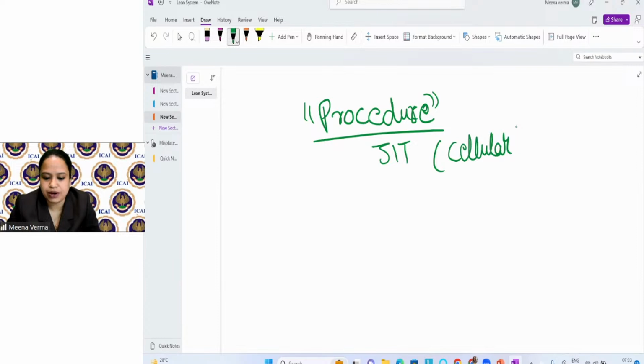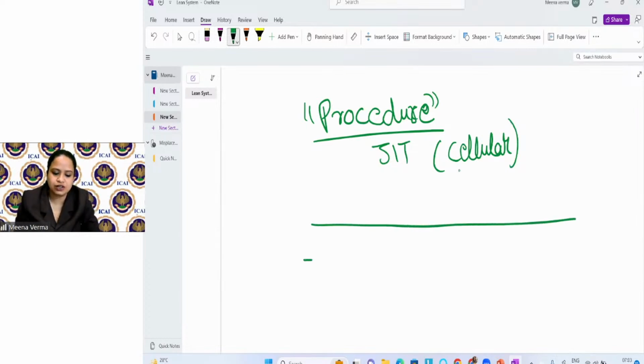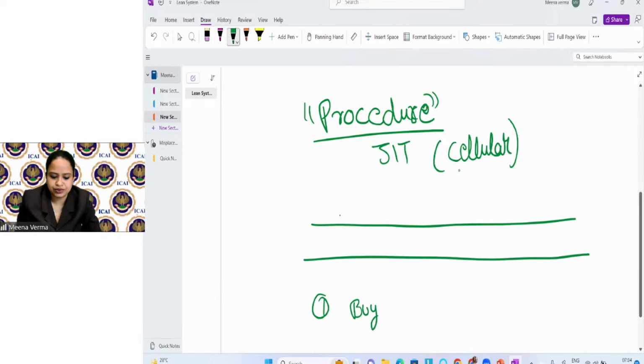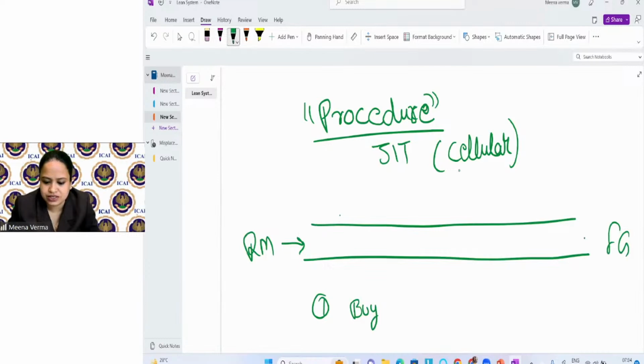What did we study in cellular manufacturing? We studied that in cellular manufacturing or the just-in-time system, we buy the product when there is a requirement. We learned 9 conditions of the just-in-time system, one of which is that we will purchase the raw material only when there is demand. If there is no demand, we will not buy the raw material.